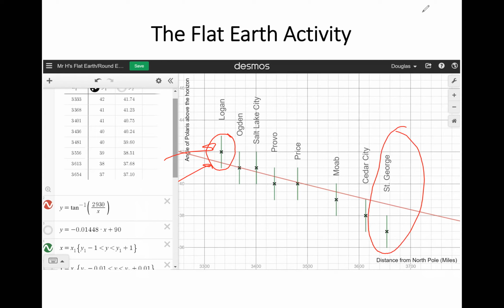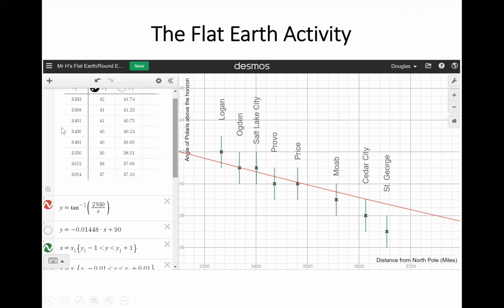Okay, this data point that you saw down here for St. George, if we didn't have those error bars, we would not be able to say with confidence that the Earth wasn't flat. Only when we have the error bars can we say, okay, the prediction says that it should be up here, the measurement is down here, and even when you take the uncertainty into account, it still does not line up with the numerical prediction. And so now we can say with certainty the Earth is not flat. Had we not included those error bars, we would not have been able to say that.